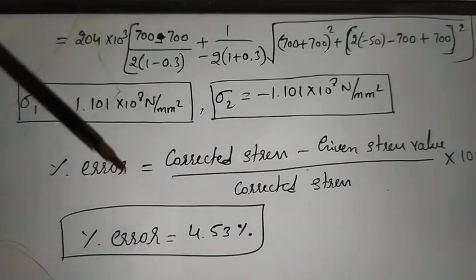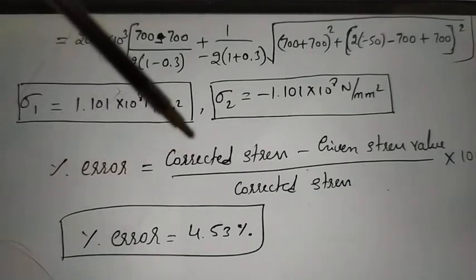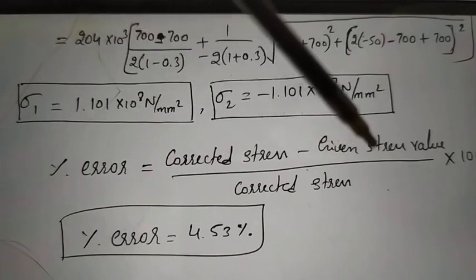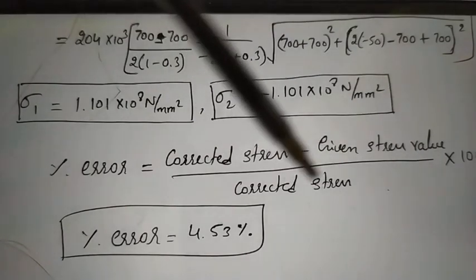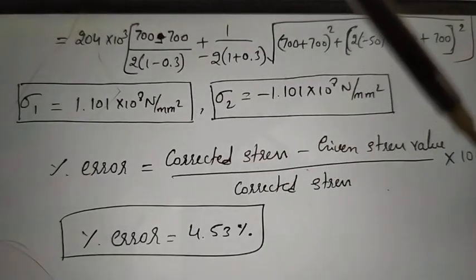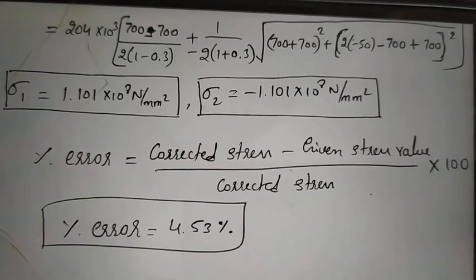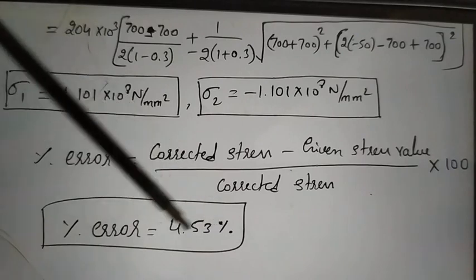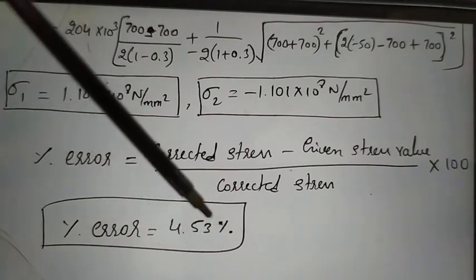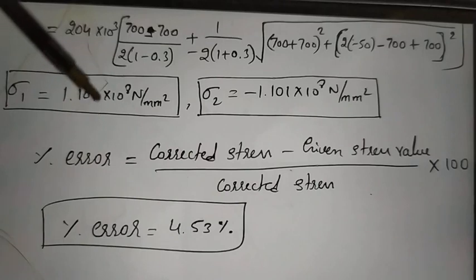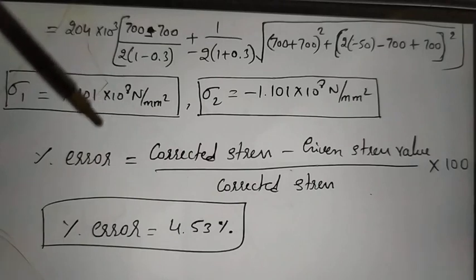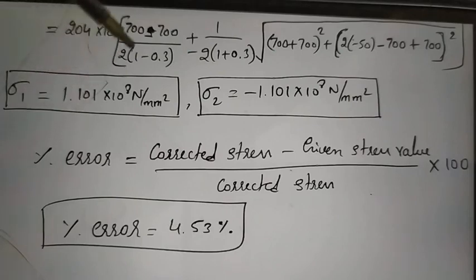This is the percentage of error you have to determine: corrected stresses minus given stresses, divided by corrected stresses, into 100. By that you are going to get this equation. So the error percentage will be 4.53%. This is the variation of stress obtained if you compare the measured strains and the corrected strains, meaning the correction is because of transverse sensitivity. So like that you have to see this problem.